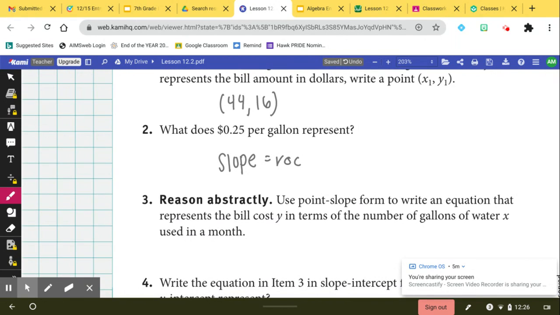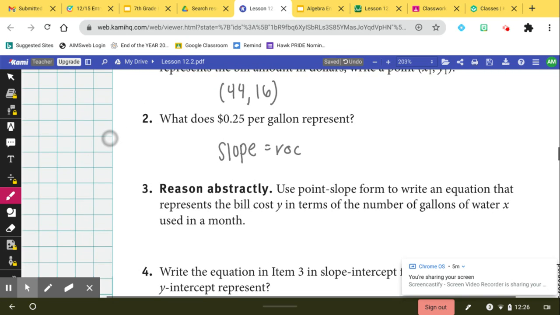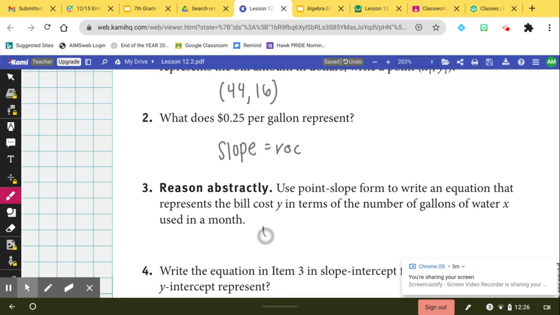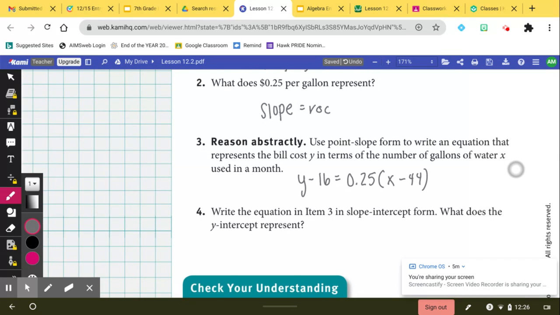So it says use point-slope form to write the equation that represents the bill cost Y in terms of the number of gallons of water X used in a month. So I have my point-slope form, so it's Y minus the Y value of the point, so Y minus 16, equaling my slope, which is the 0.25, times X minus the X value. It would be X minus 44. So this would be the equation in point-slope form.